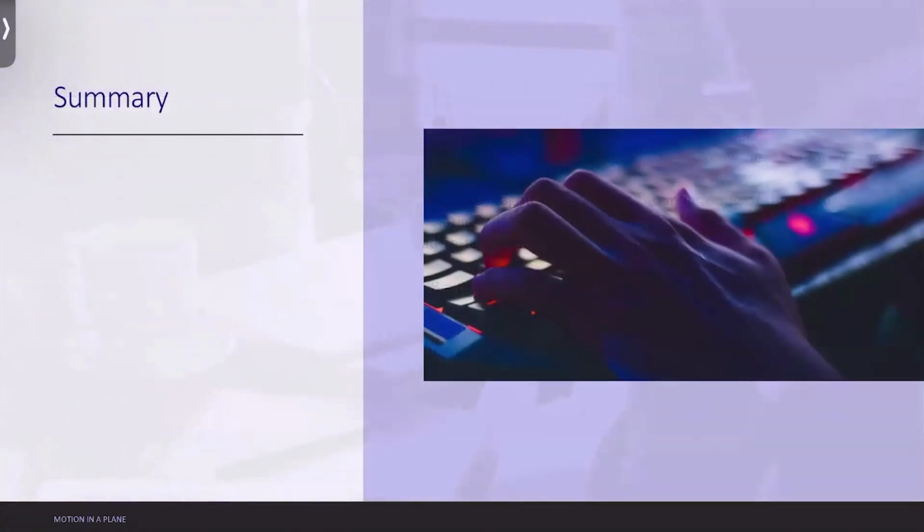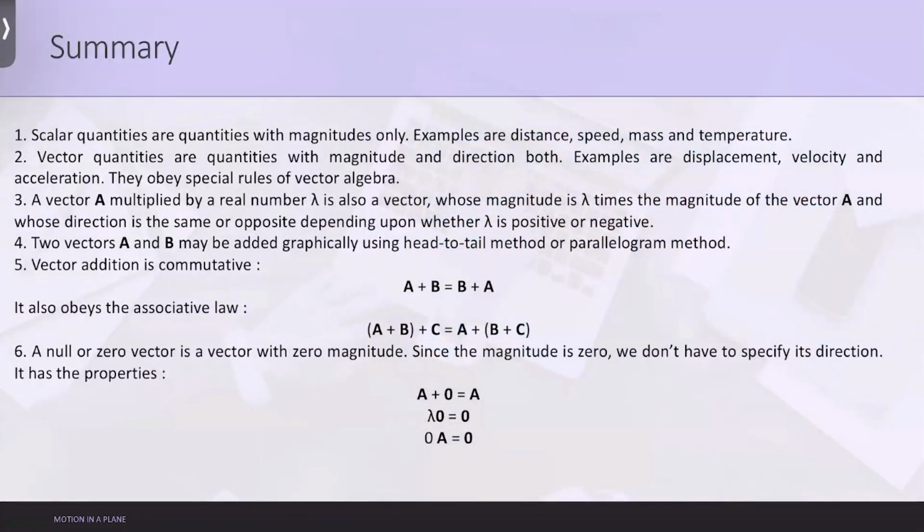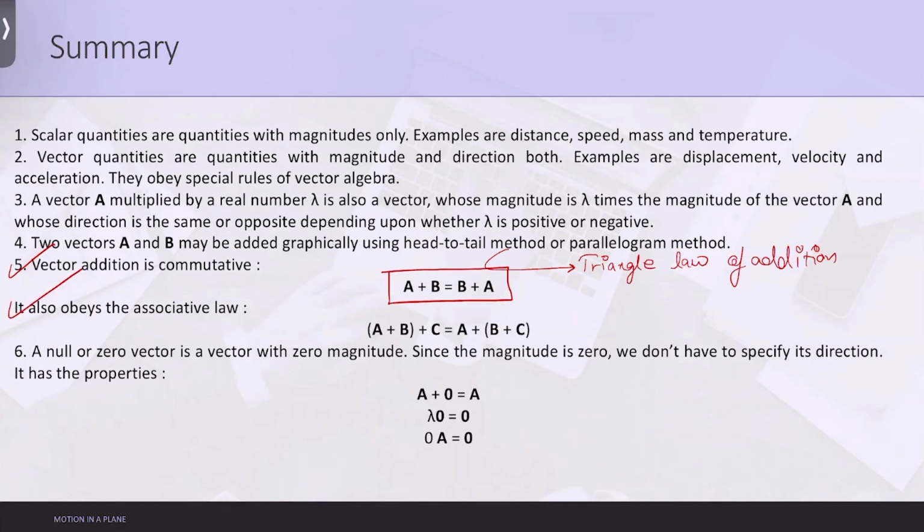There's one more method, which is the triangle law of addition. The head-to-tail method is nothing but the triangle law of addition. Next, vector addition is commutative, that is A plus B is equal to B plus A. It is also associative, that is in brackets A plus B, plus C, is equal to A plus in brackets B plus C.